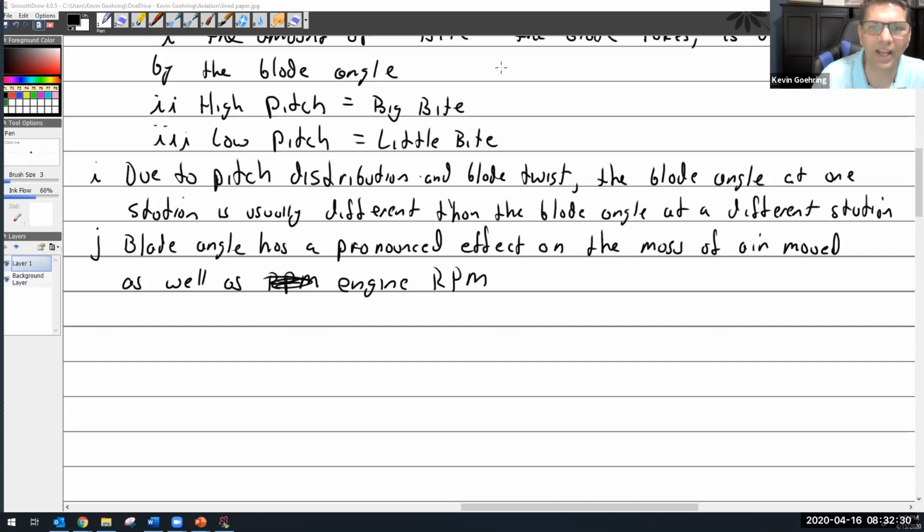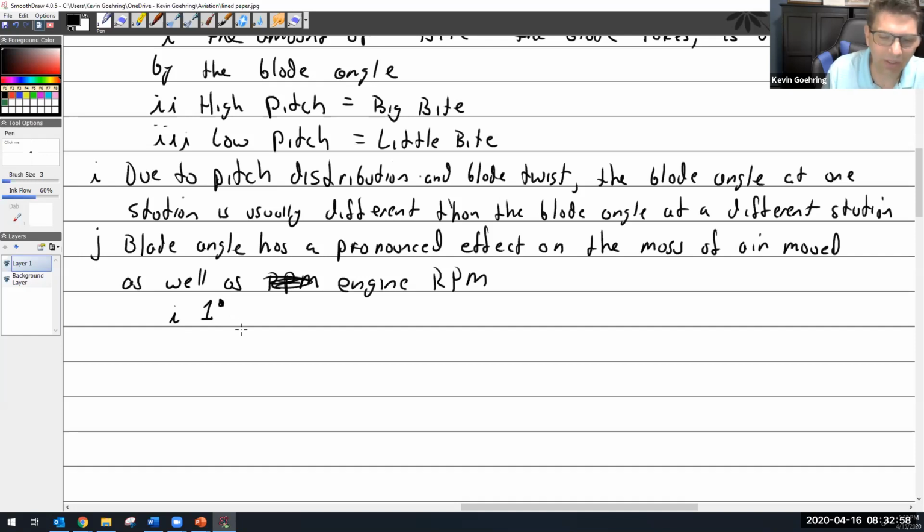So, okay, the blade angle has a pronounced effect on the mass of air moved as well as engine RPM. I explained that blade angle has an effect on the engine RPM, specifically when we talk about fixed pitch. Of course, it does on a constant speed too. If I change the blade angle on it, it's going to. But I want you to understand that. So I tell you that to tell you this.